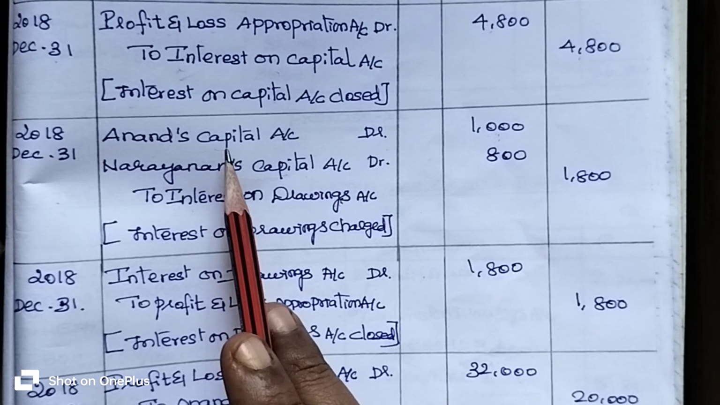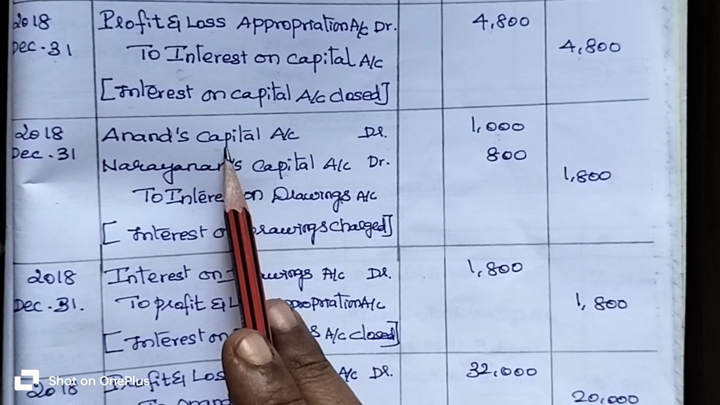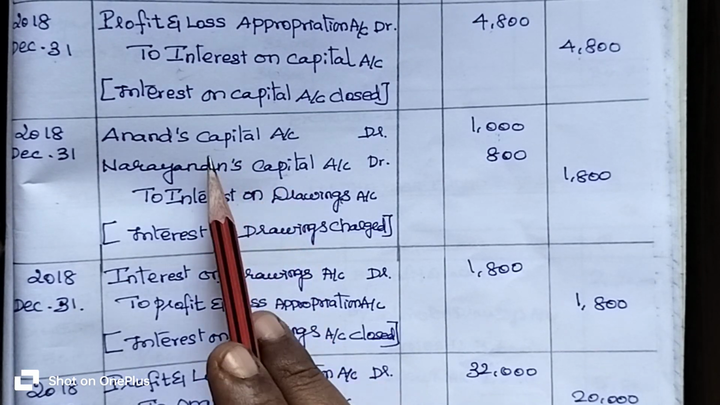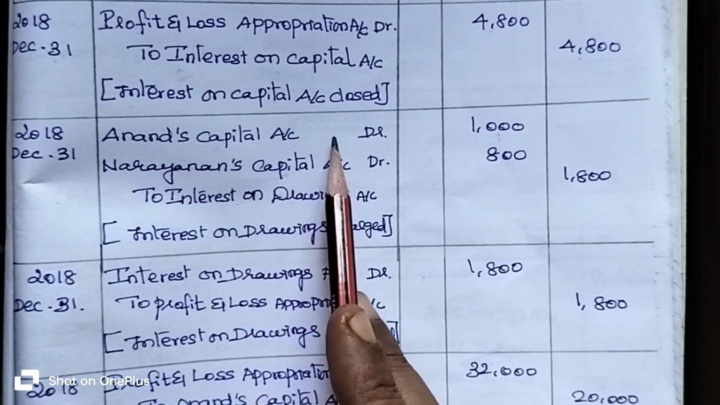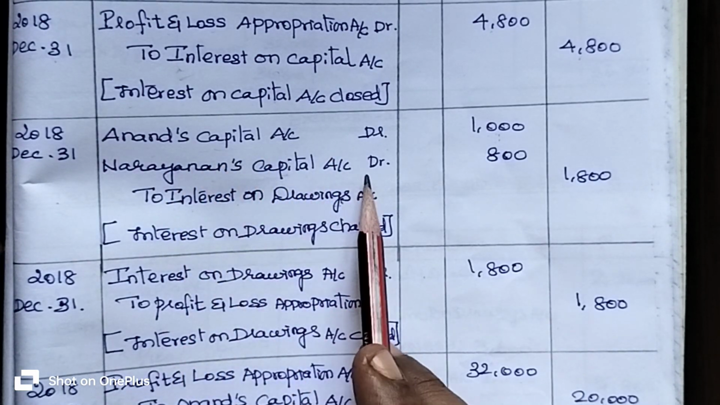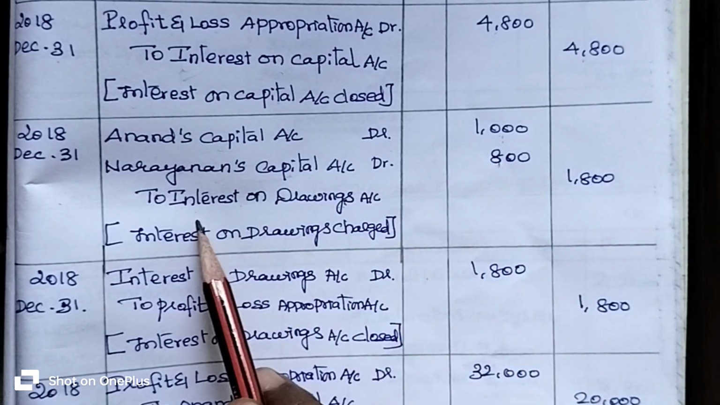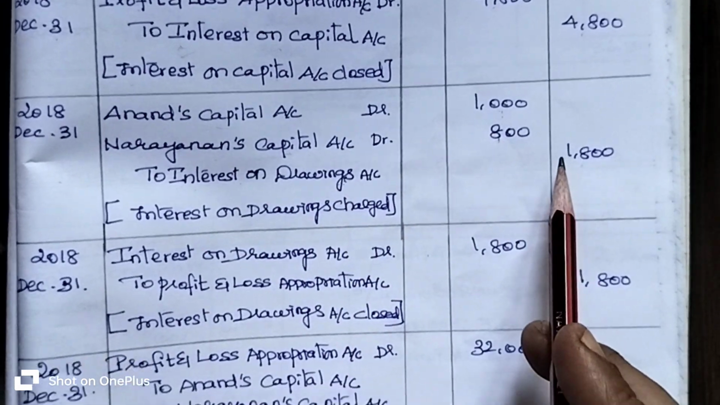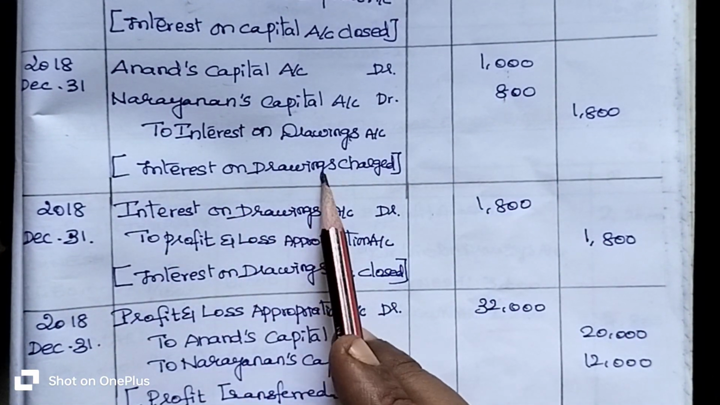Okay, so you should not write the current account, Anand current account, Narayanan current account. You have to write Anand's capital account debit and Narayanan's capital account debit 800 rupees, to interest on drawing account 1,800 rupees. The narration is interest on drawing charged.